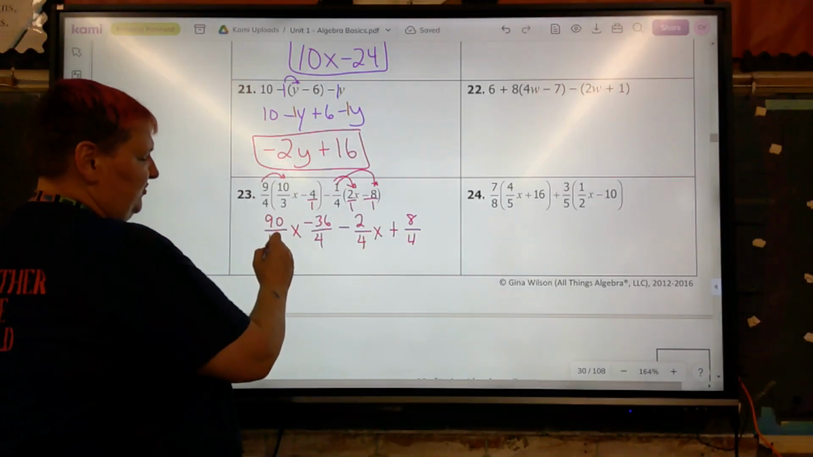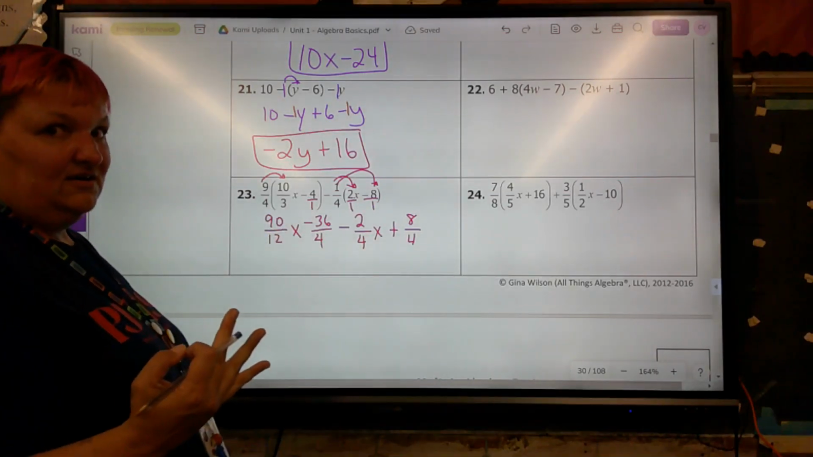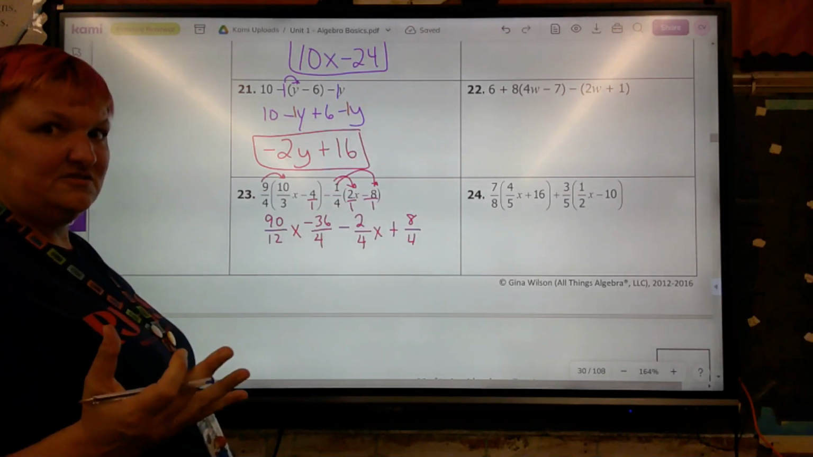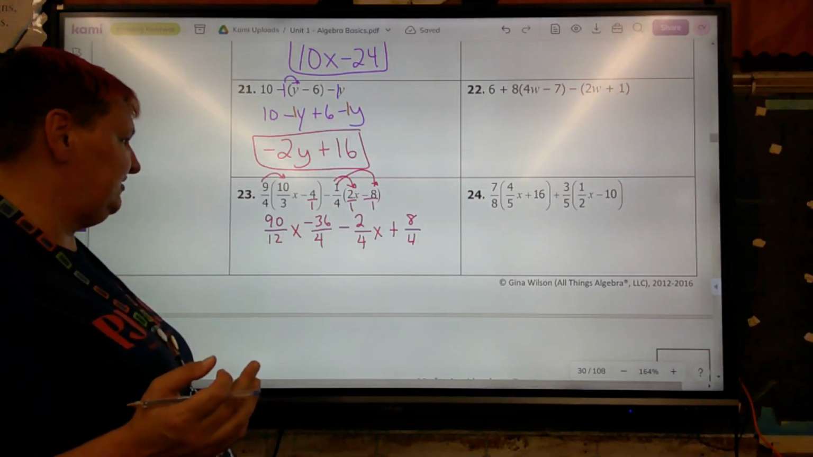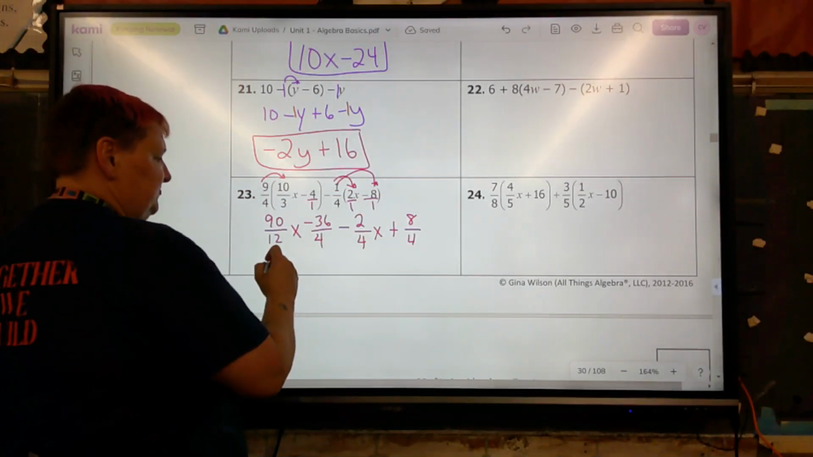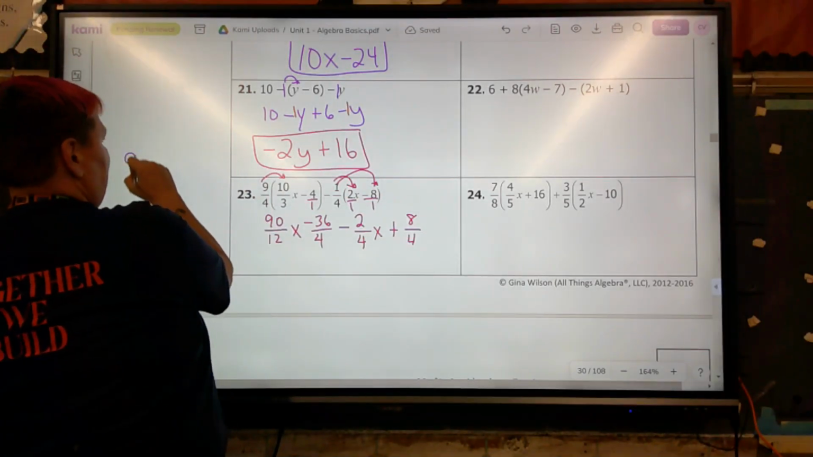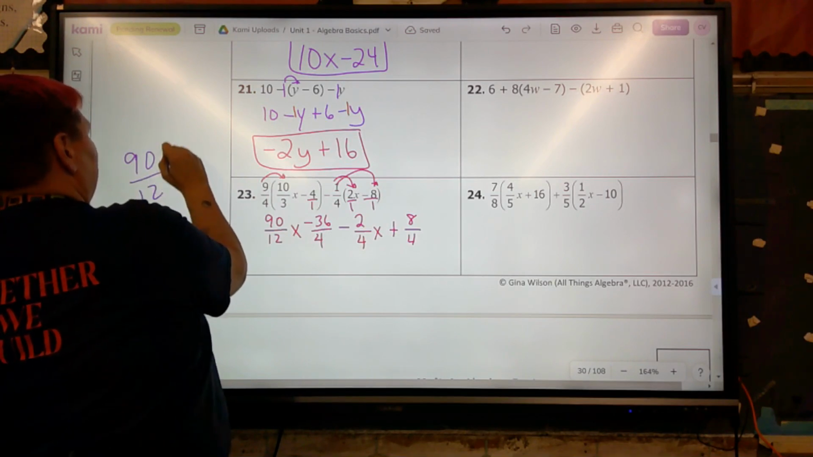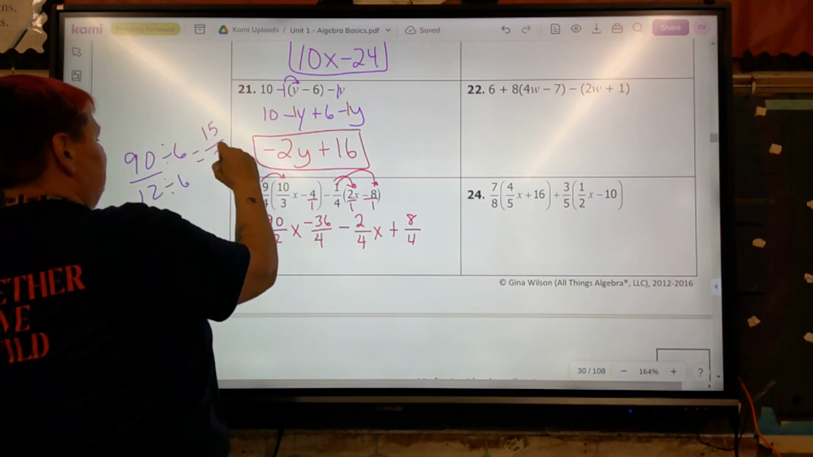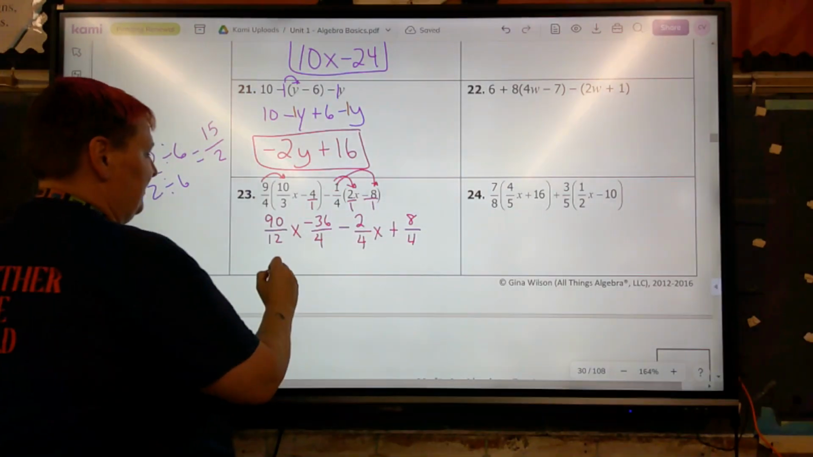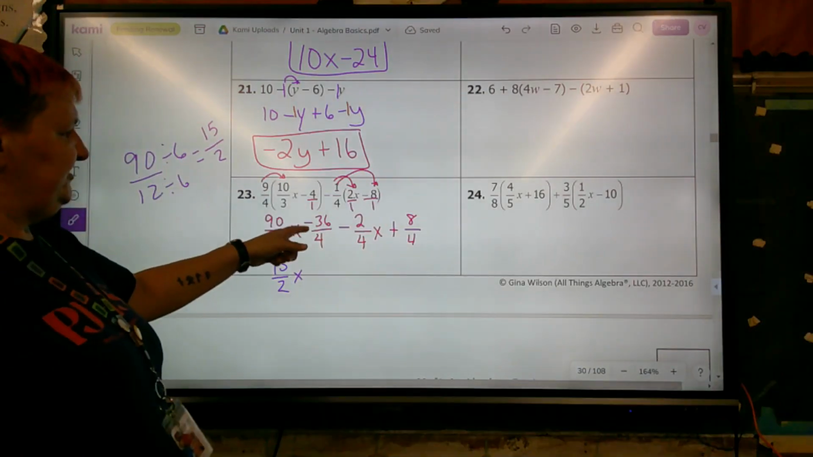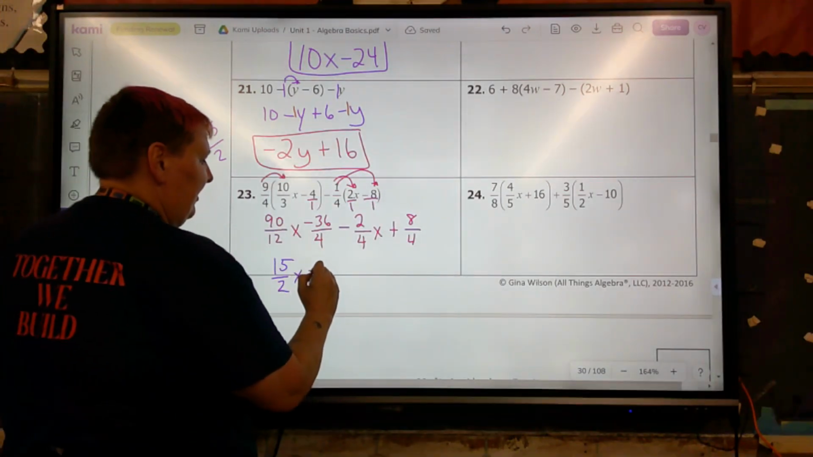Alright, so 90 over 12 you can divide by 3. 3 goes into both of them. 6. 6 goes into both of them. Remember, you're looking for the greatest common factor. I think 6. Because if you divide both by 6, 90 over 12 divided by 6, you end up with 15 over 2. I think that's right. So now we have 15 over 2x. 36 divided by 4 is 9, so we have minus 9.